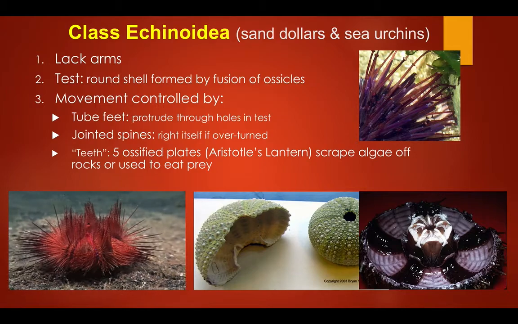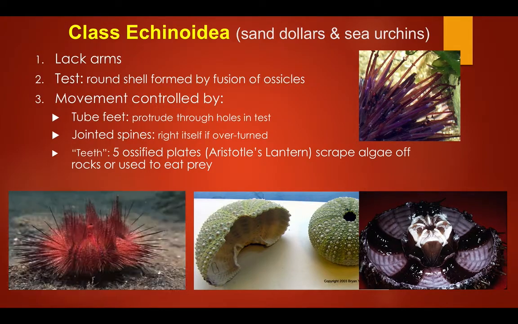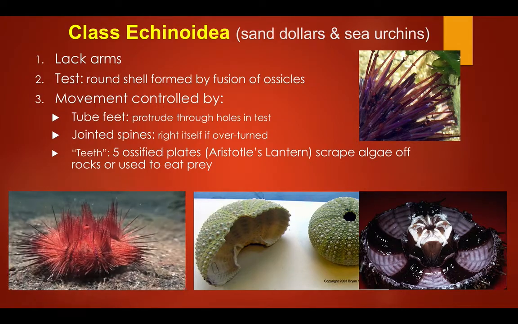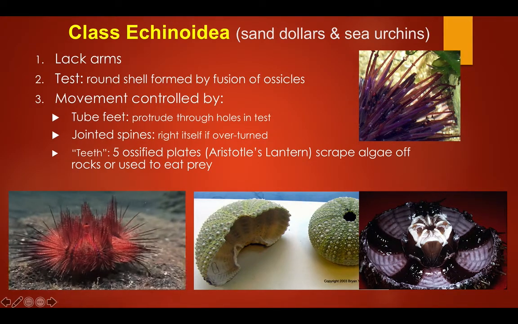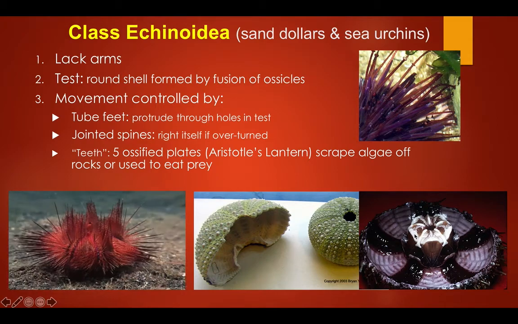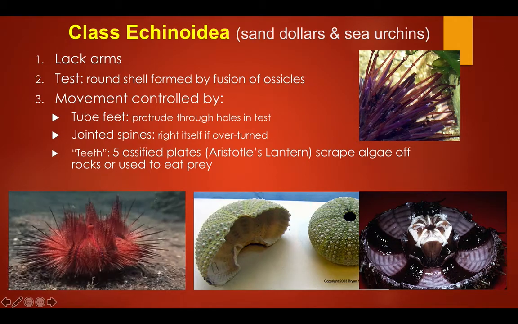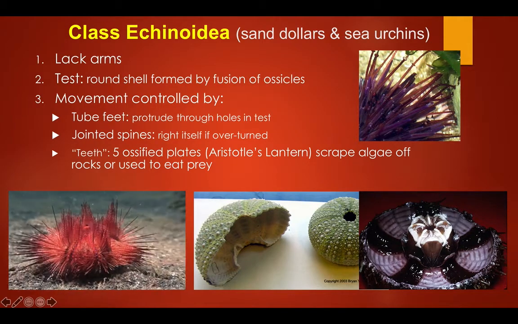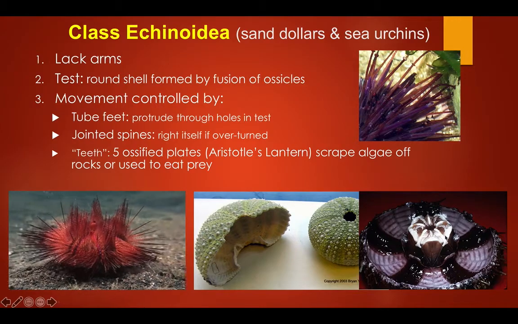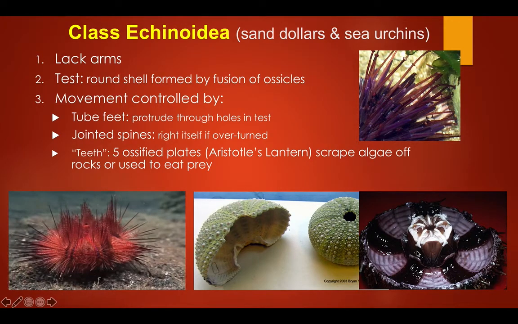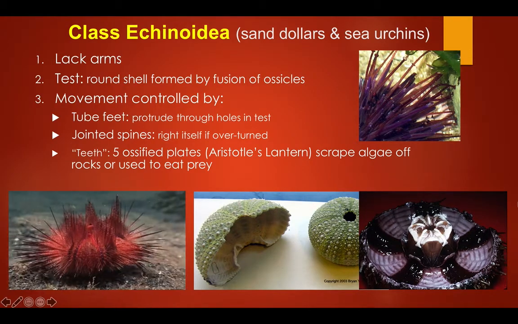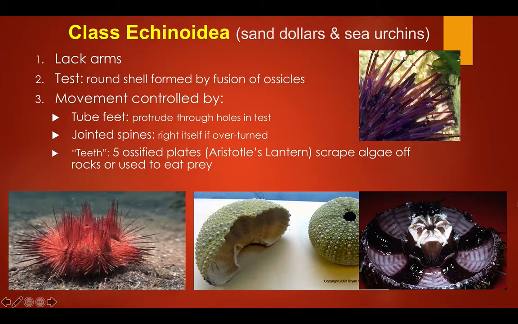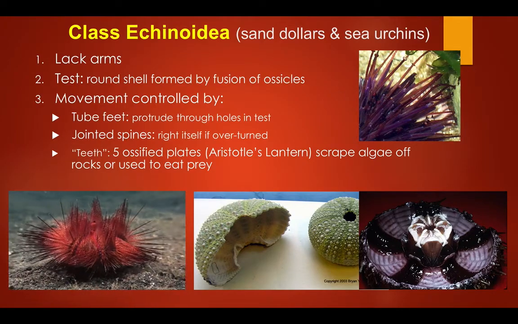They have a special structure called the Aristotle's lantern. This is a special feeding structure. It kind of looks like the face from Predator. It's horrifying to look at when you dissect a sea urchin. But this is the Aristotle's lantern, and it's used for scraping algae off of rocks or used to eat prey. This structure is composed of 5 ossified plates. So that's the Aristotle's lantern for the class Echinoidea, a feeding structure.